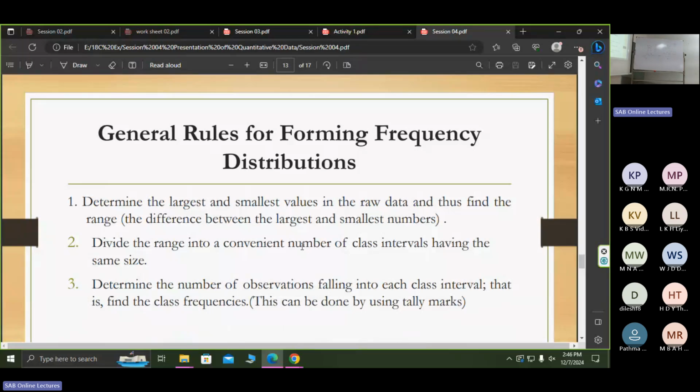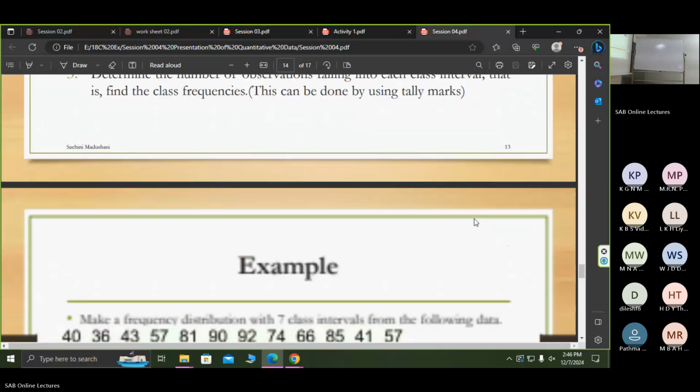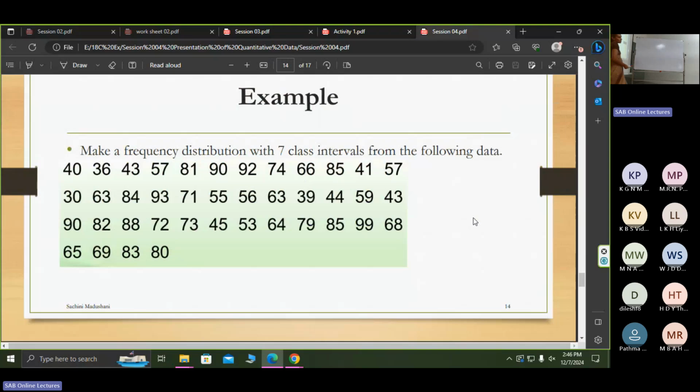Another thing is we can construct the grouped data distribution. We have the raw data set, and using the raw data we can construct the grouped frequency distribution. We have some general rules for this. First, let's take an example. In this example, this slide gives the data set. Make a frequency distribution with 7 class intervals from the following data. This is the data set. We need to construct the grouped frequency distribution.